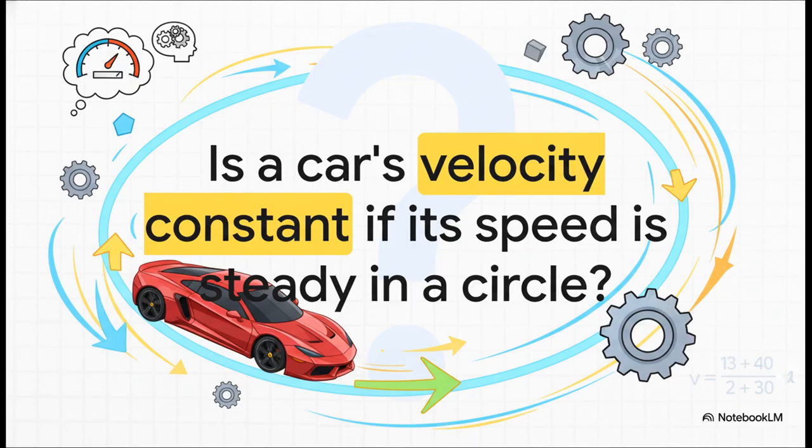So let's kick things off with a little puzzle to get our gears turning. Imagine a car driving in a perfect circle. Its speedometer is locked dead on at 20 miles per hour. So is its velocity constant? Now the answer here, it's probably not what you're thinking, but stick with me and by the end of this, you'll know exactly why. Okay, let's dive in.